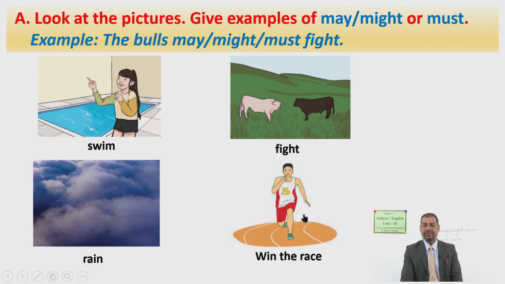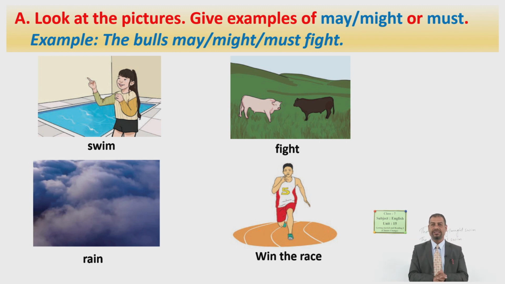Now the fourth picture you can see, there is an athlete. Okay, he is running there and here is written win the race. So what do you guess? Does he win the race? So looking at his running position, you can make a guess. If you say he may win, then there is a 50% chance to win, 50% chance not to win. Okay? But if you say he must win, then there is surety that he will win the race.